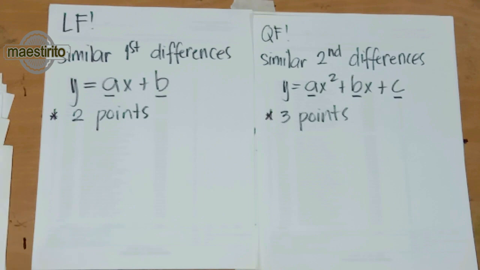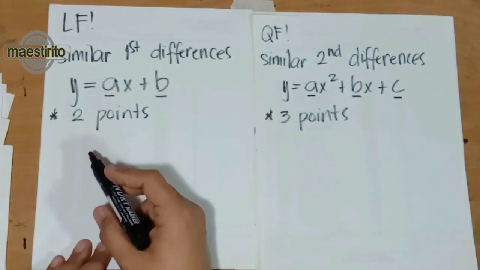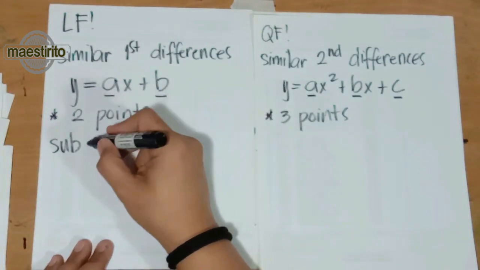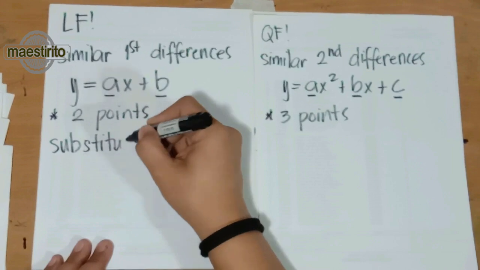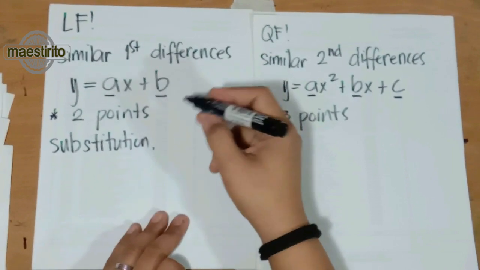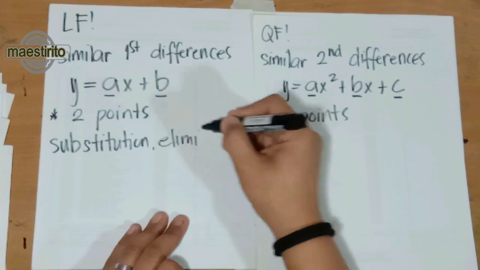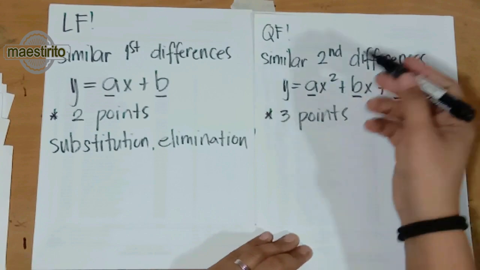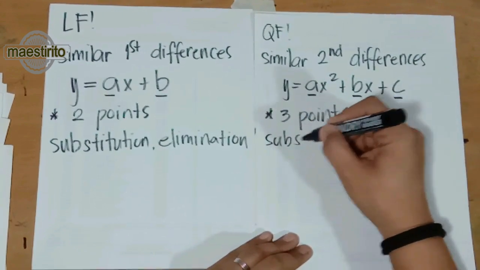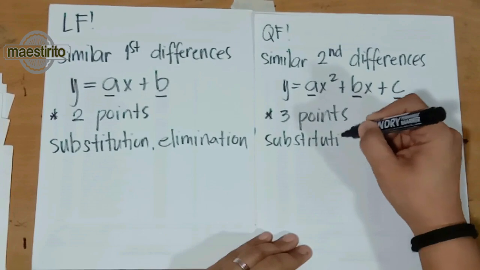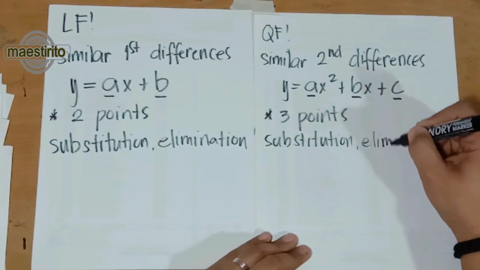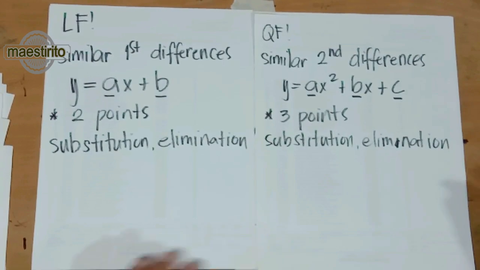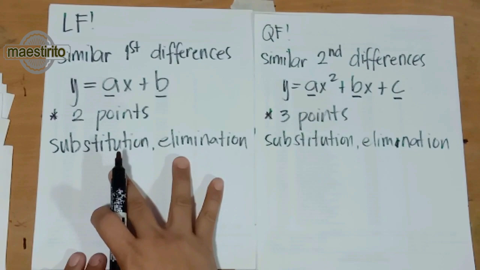So anyway, for the linear function, you can do the long methods, which are the substitution or the elimination. And these are the same methods that you can also apply for the quadratic function. You could also do substitution and elimination. Okay, so these two methods are actually long.